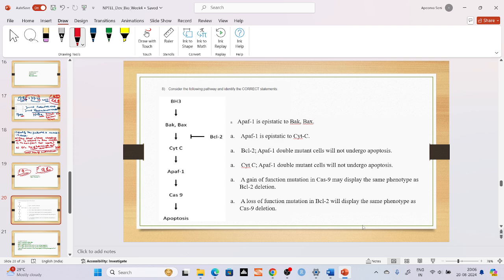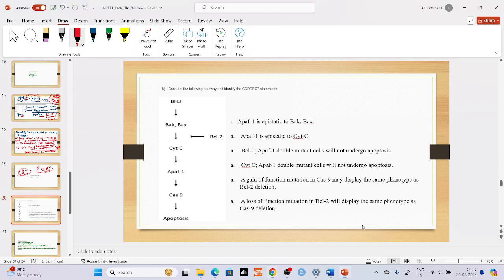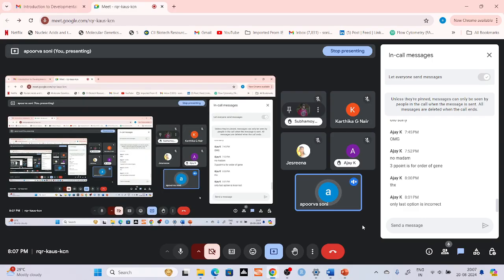Okay. So can anybody explain to me what is the meaning of epistasis? Write it in the message box. Anybody who knows what is the meaning of epistasis? Because two things are important here. First is... yes, Shubhamoy, you wanted to say something?